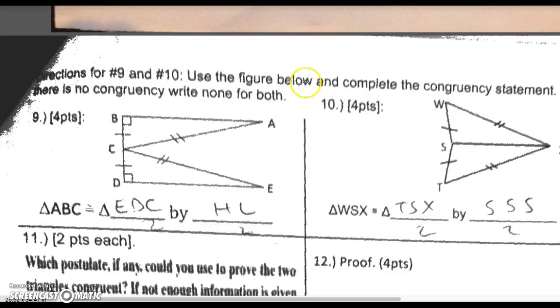Directions for 9 and 10. Use the figure below to complete the congruency statement. If there is no congruency, write none for both. Here, you just need to follow the marks. Remember, start at and end. So I go side, angle, side, angle. Side, angle is not one of them. It's a right triangle, therefore you would use HL, hypotenuse and leg.